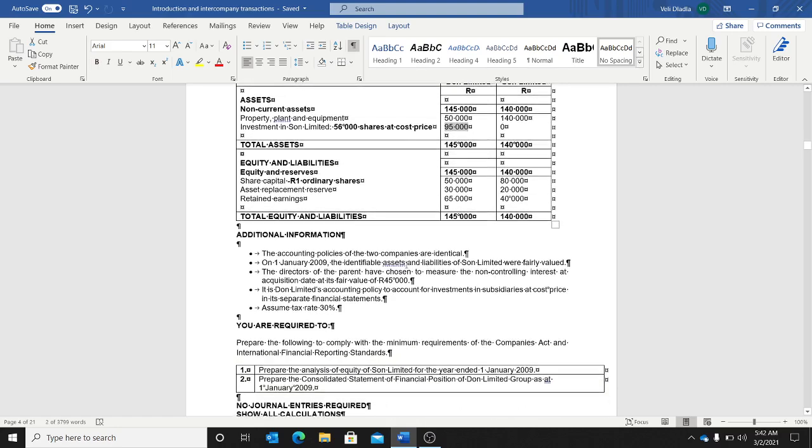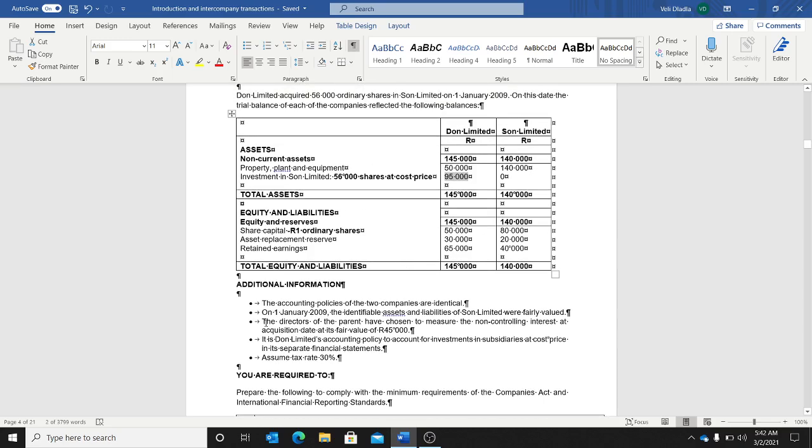Now you'll see here's this sentence that they've added. It says the directors of the parent have chosen to measure the non-controlling interest at acquisition date at its fair value of 45,000. Now, when this sentence is not there in a question, it doesn't mean the question is wrong. It means take the figures as they are. Don't adjust them to this amount.